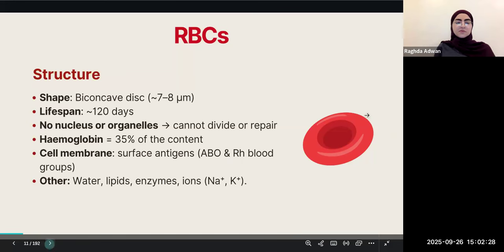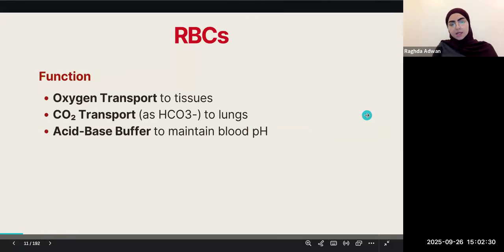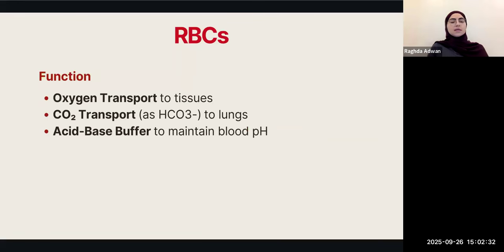When it comes to the function of a red blood cell, of course, it carries oxygen. It takes oxygen from the lungs through hemoglobin and carries it to the tissues where it provides tissues and cells with oxygen. And vice versa, it carries the carbon dioxide away from tissues to the lungs where it's exhaled, and it acts as an acid-base buffer to maintain blood pH in a range which is the normal blood pH. And if it deviates from this range, it becomes a problem. So red blood cells play a role in maintaining our blood pH.